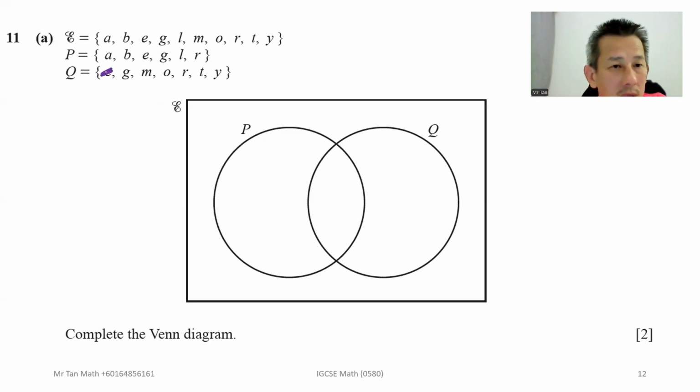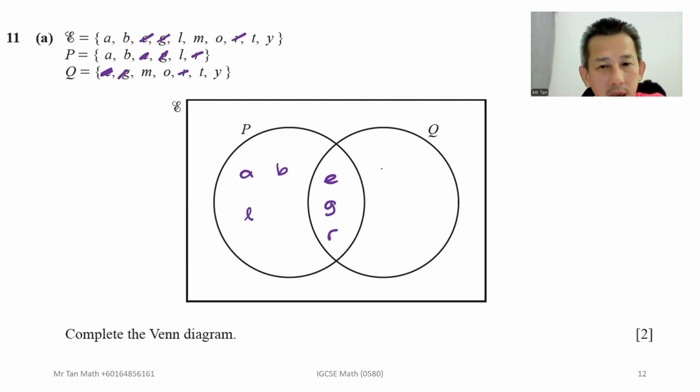So it's E and E, and then G, and then R. Okay, let's put here E, G, R. Okay, so for P, the remaining will be A, B, L.